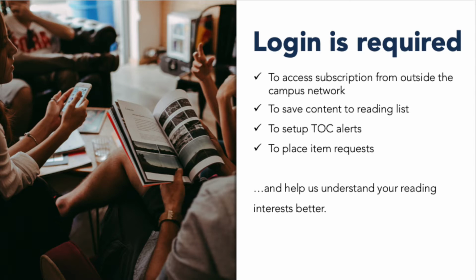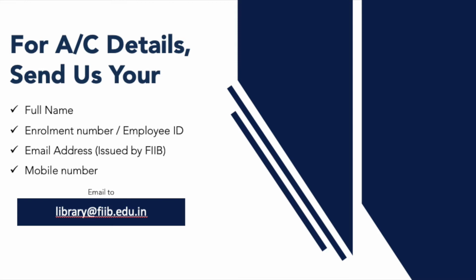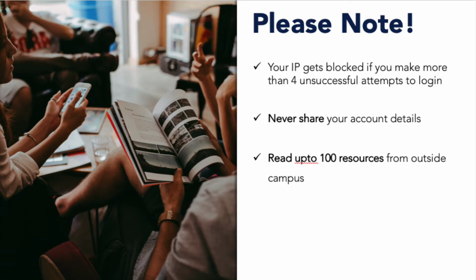Login will also help you to avail many features like save content in your reading list, set up POC alerts, or place item request. All the users of FIIB have already registered on the platform, but in case you don't have your credentials, send your name, enrollment number, email address provided by FIIB and mobile number to the given email address. Please note, your IP gets blocked if you make more than 4 unsuccessful attempts to log in. Never share your account's details with anyone, and you can read 100 resources from outside the campus network.